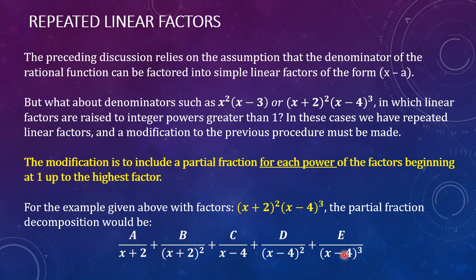So again, what we're doing is we're beginning with the linear factor as the first partial fraction, and then upping the exponent for another partial fraction until we get to the actual exponent on the factor. Okay? So this is how we have to modify the simplification process from before. And so you can see that it's getting a little complicated.